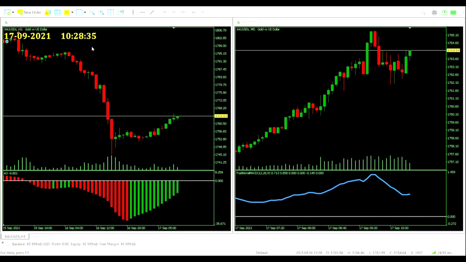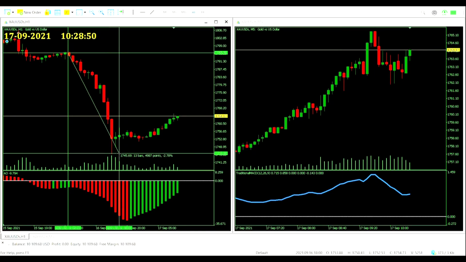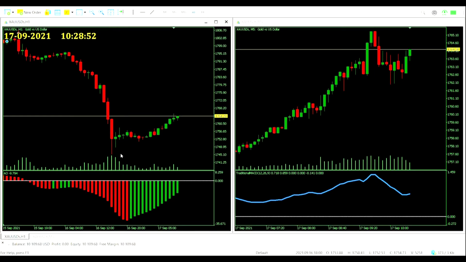It is almost 10:30. And we did actually miss a session yesterday. And what a session it was by the looks of the hourly chart. We see here that was 5 o'clock in the morning yesterday. And then by 4 o'clock in the afternoon, it had dropped almost 3%, 2.8% thereabouts.